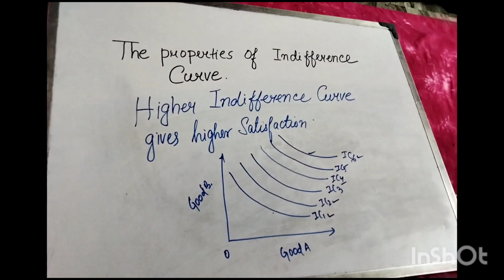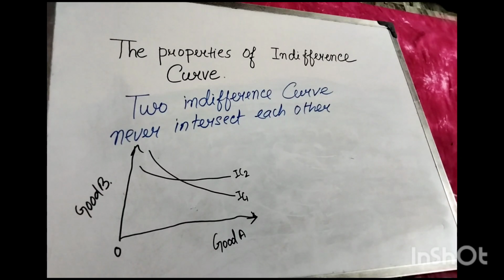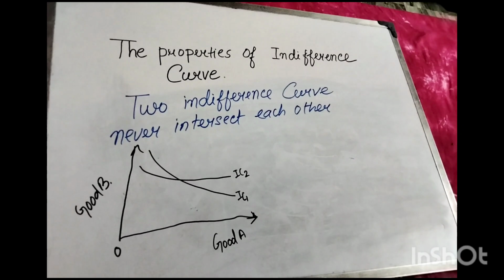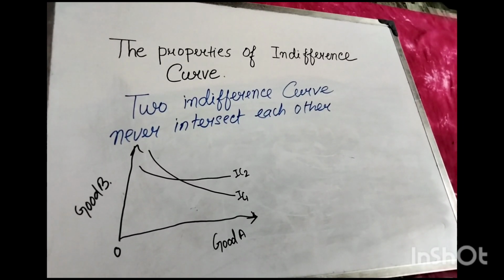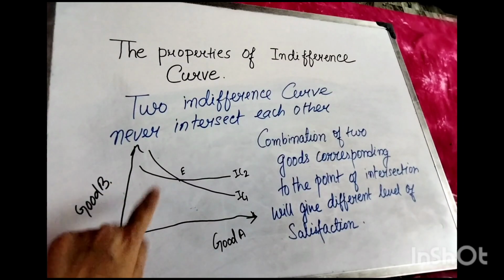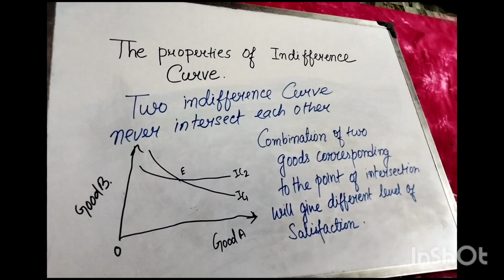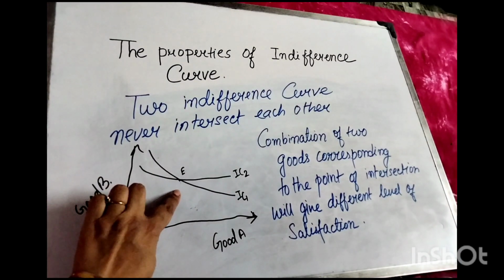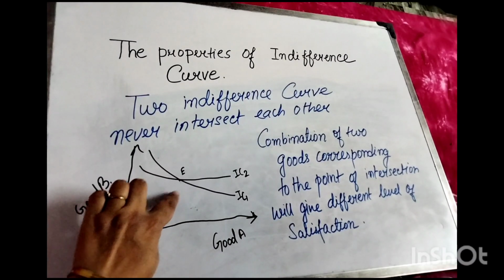Next property of indifference curve. The next property is that two indifference curves will never intersect each other. Now if these two indifference curves intersect each other, what will happen? The combination of the two goods corresponding to the point of intersection will give you different levels of satisfaction.